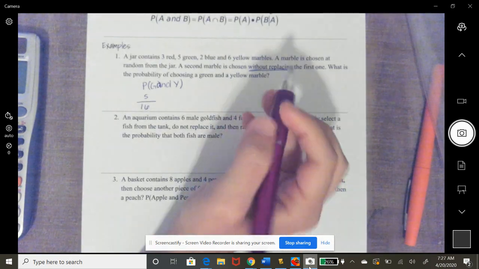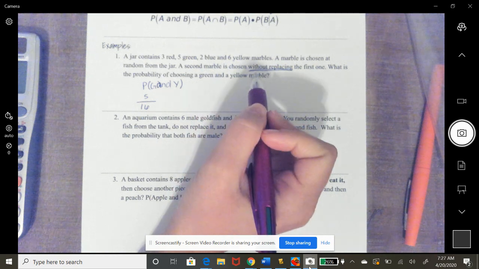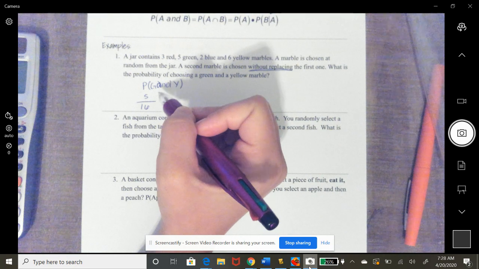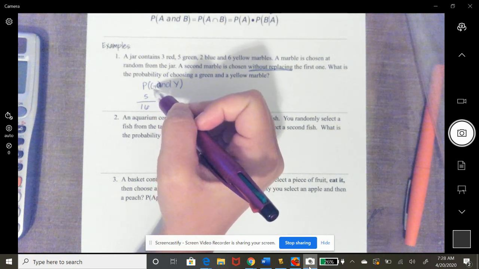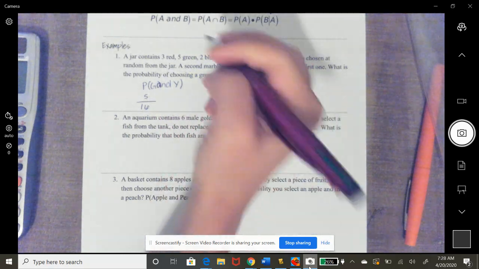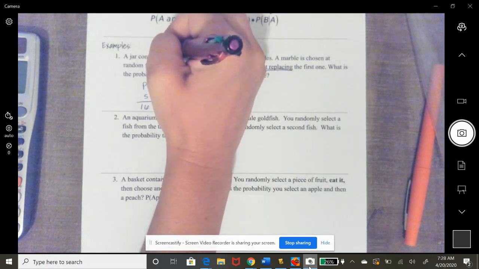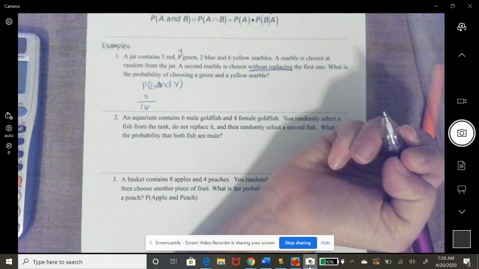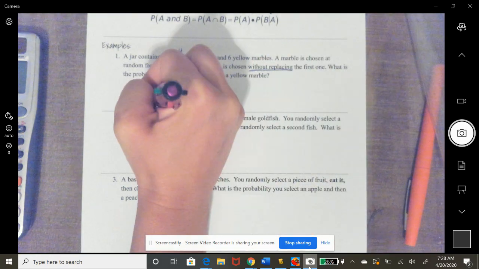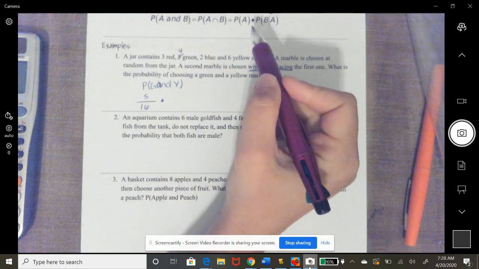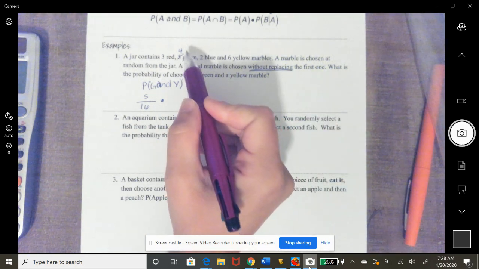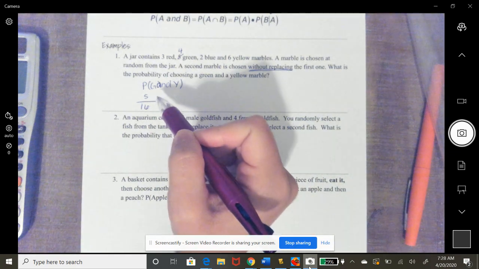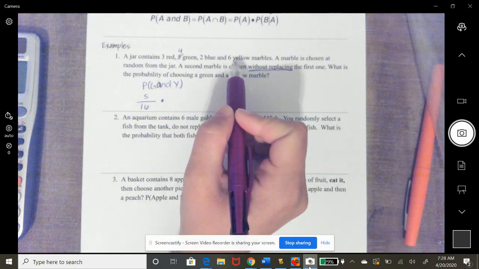But it says the second marble is chosen without replacing the first one. So when I draw that first one, we're going to assume that we drew what we wanted to draw. So we drew a green. So when I go to do my second draw, I don't have 5 green in there. Now I only have 4. Now I'm going to multiply because we're still doing multiplication. But when I go to choose my yellow, there's only 4 green left in the bag instead of 5 green. So for yellow, we have 6 yellows.